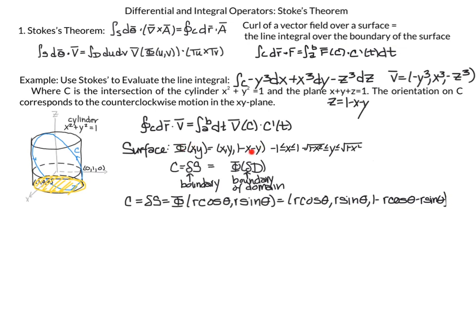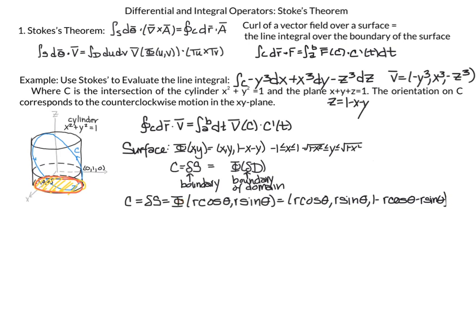Now that we have the parameterization of the surface, if we want to find the curve C that our line integral is taken over, then we need to find the boundary of the surface. But the boundary of the surface is phi of the boundary of the domain. The domain is this yellow disk, so the boundary of the yellow disk is this circle here. Let me parameterize the boundary of the domain, which is the circle. That's just r cosine theta, r sine theta, where r is equal to 1, because this is just the circle of radius 1.